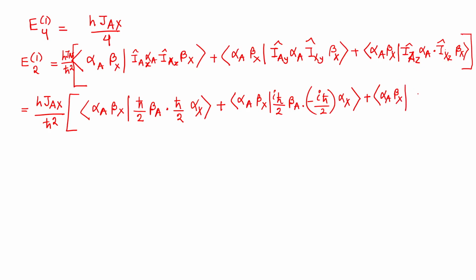And then alpha A beta X, I_A^z I_X^z operating on this, again this came to minus h cut square by 4. Now it is not as simple, no. This I_A^z operating on alpha will produce alpha, no? Not beta. Sorry, true, true. Where is my cursor?